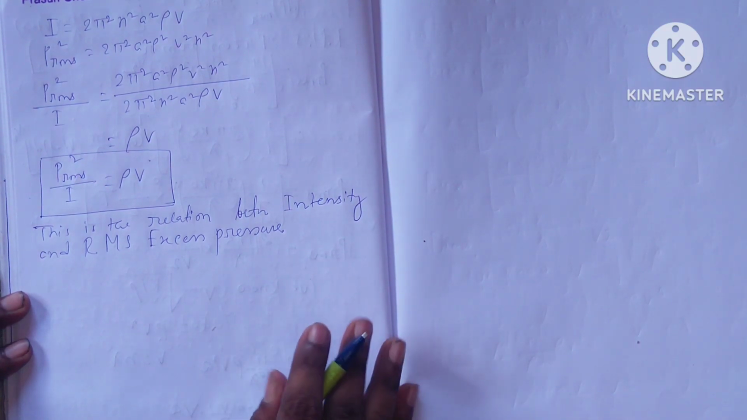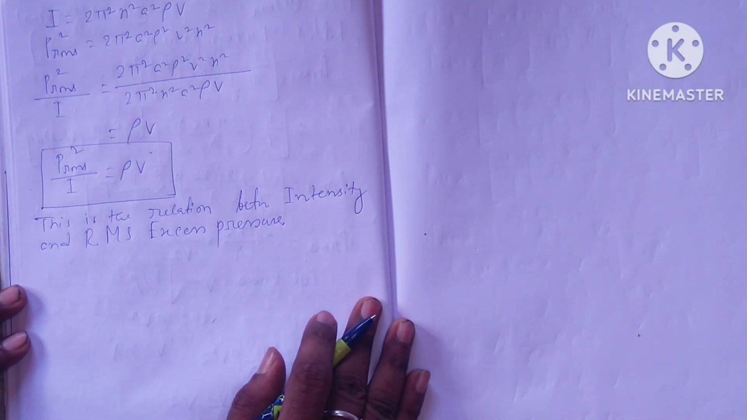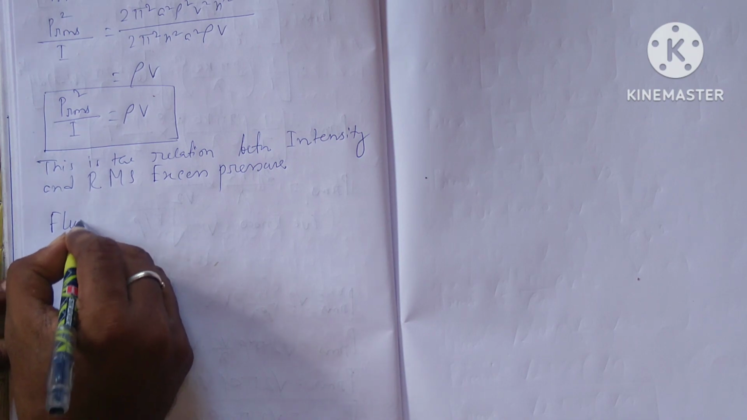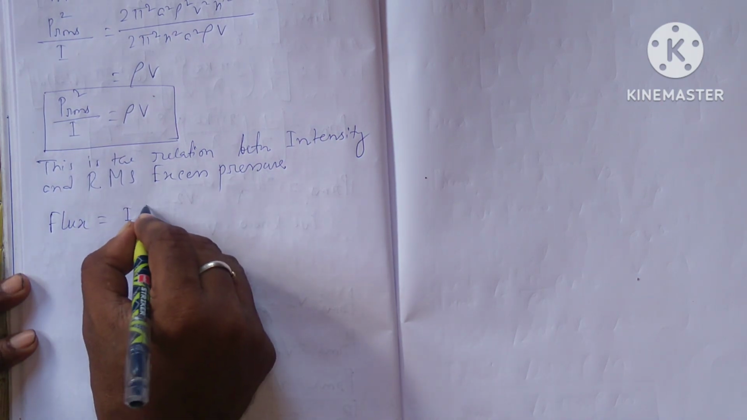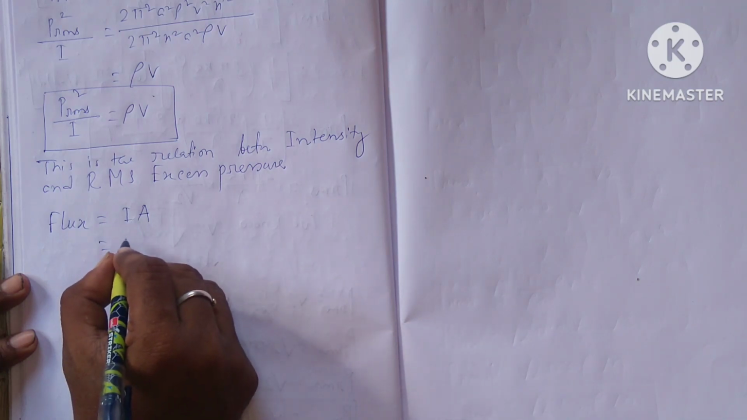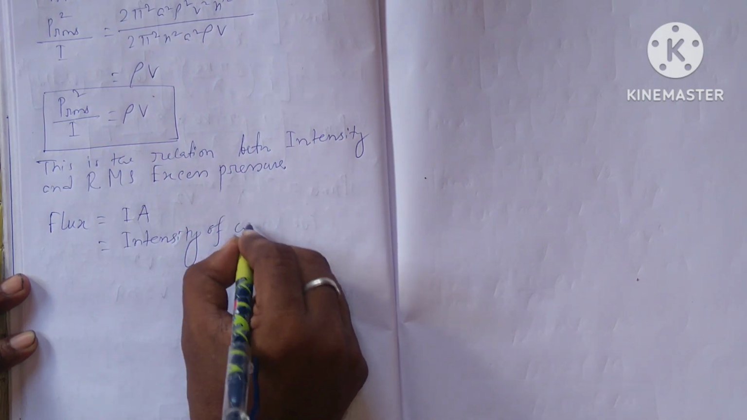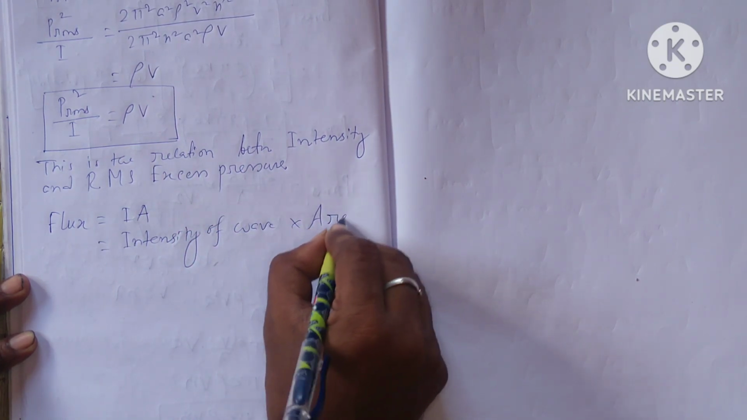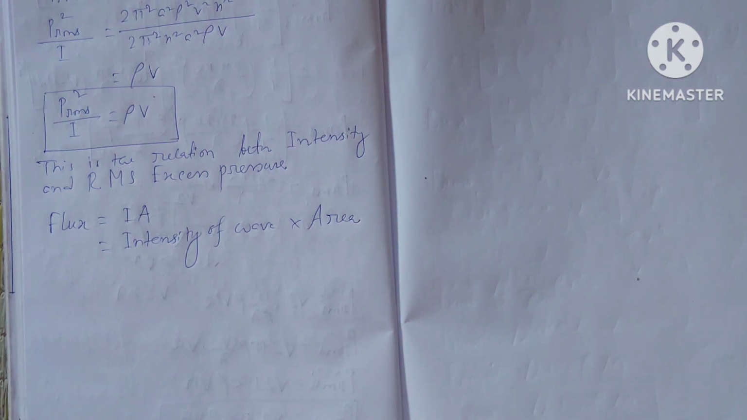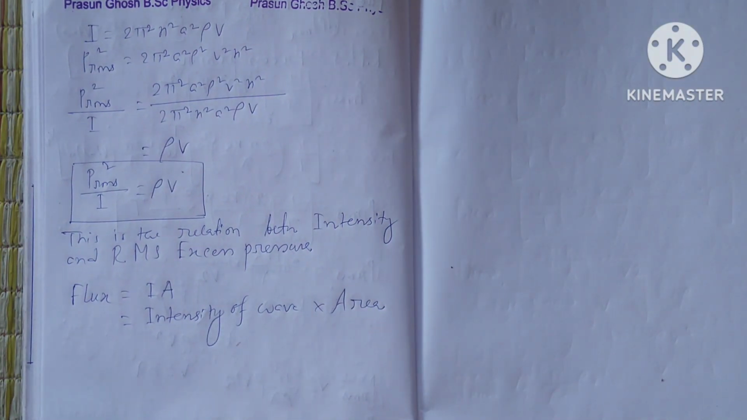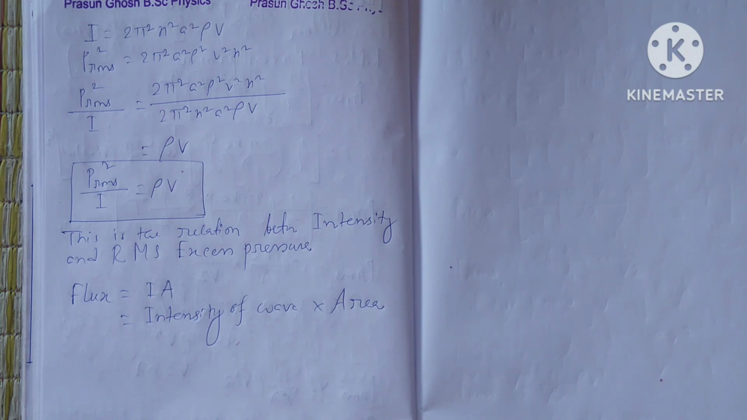Now if I want to derive the flux, then flux equals I into A, where I is the intensity of the wave and A is the area. So this is the definition and relation of flux. Flux is defined as the product of intensity and the area.